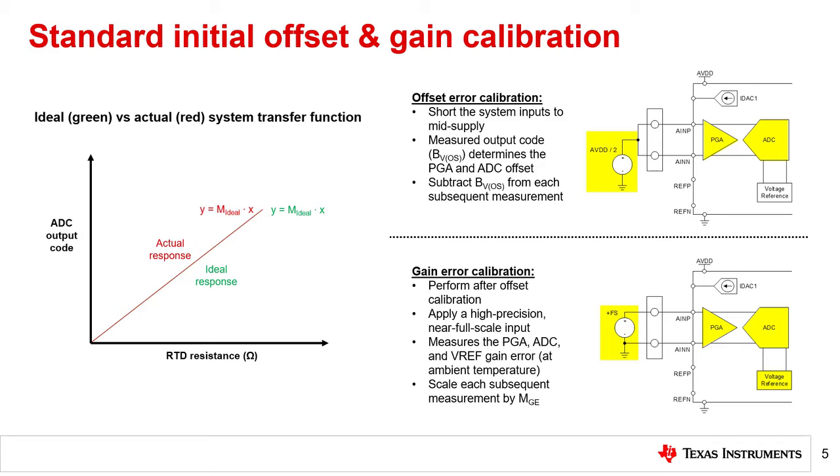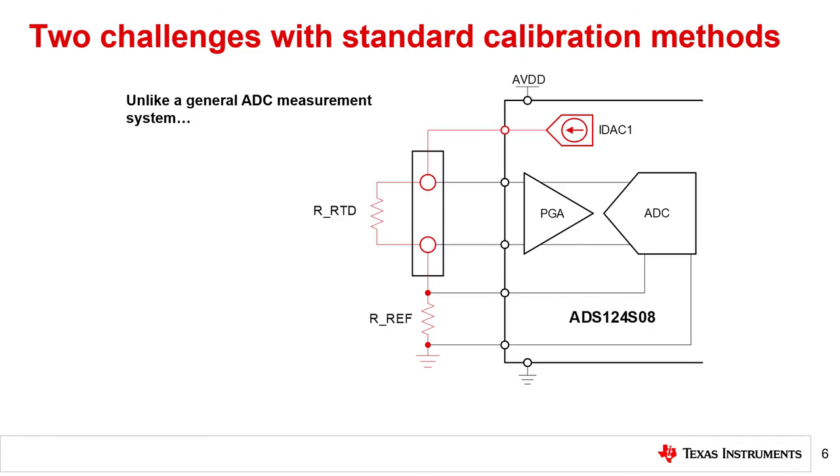While this method works well for general data acquisition systems, measuring an RTD creates distinct challenges that require this process to be modified. As mentioned on the previous slide, the generic RTD measurement system, shown on the right, has several unique features that make standard offset and gain calibration less effective.